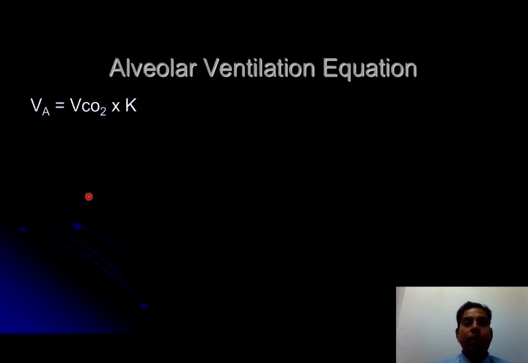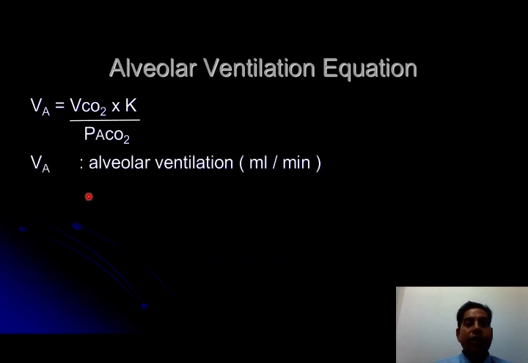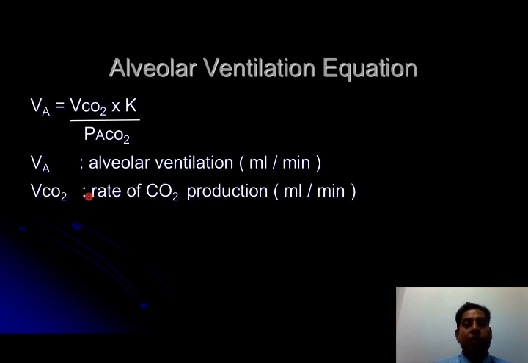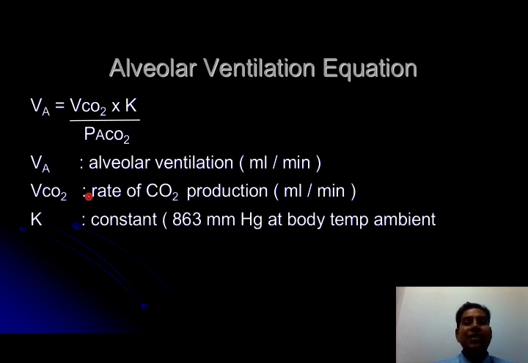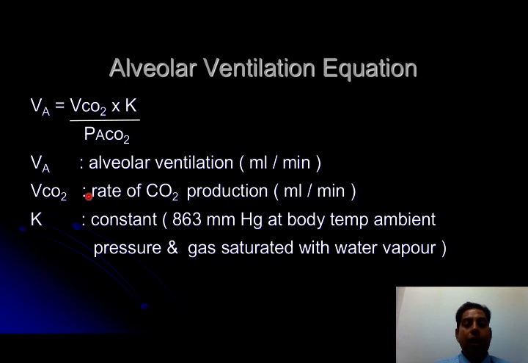Now we move on to the alveolar ventilation, which states that the amount of alveolar ventilation in ml per minute is directly proportional to the rate of carbon dioxide production in ml per minute times the constant. The constant is 863 millimeters of mercury at body temperature, ambient pressure, and saturated with water vapor. Now, it is also inversely proportional to the partial pressure of carbon dioxide in the alveolar air, again in millimeters of mercury.